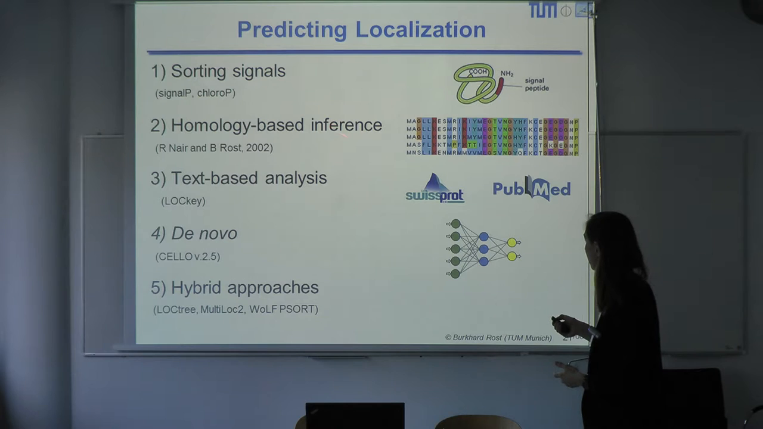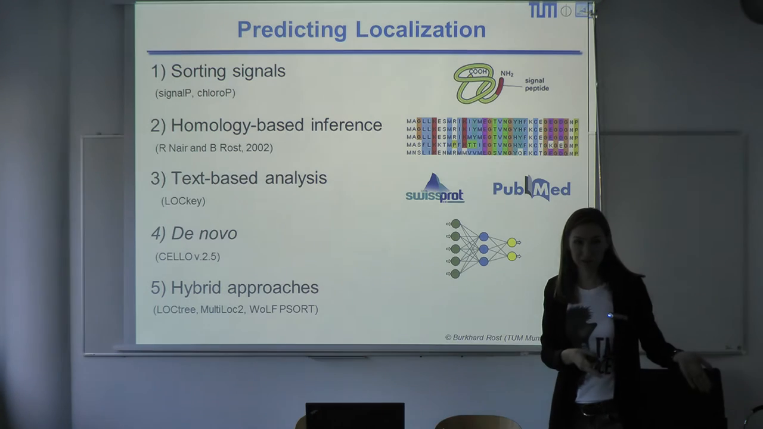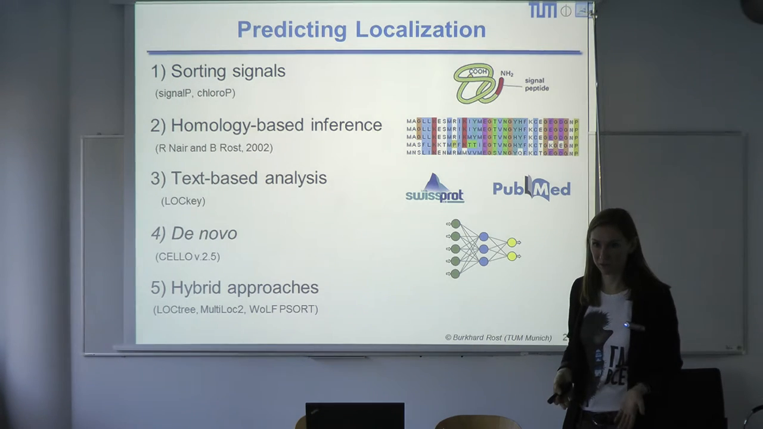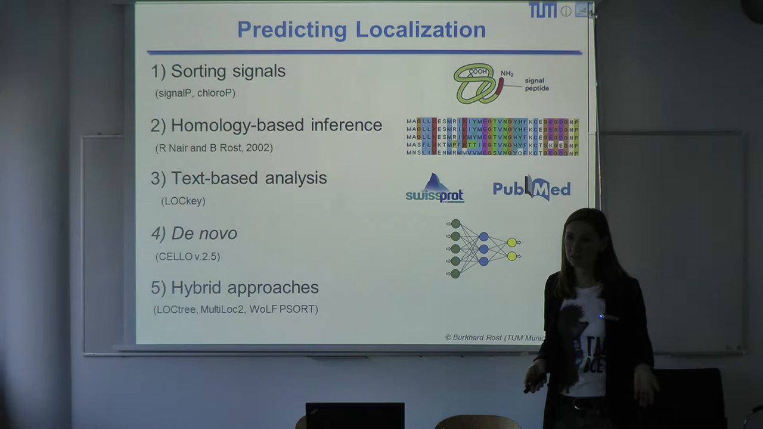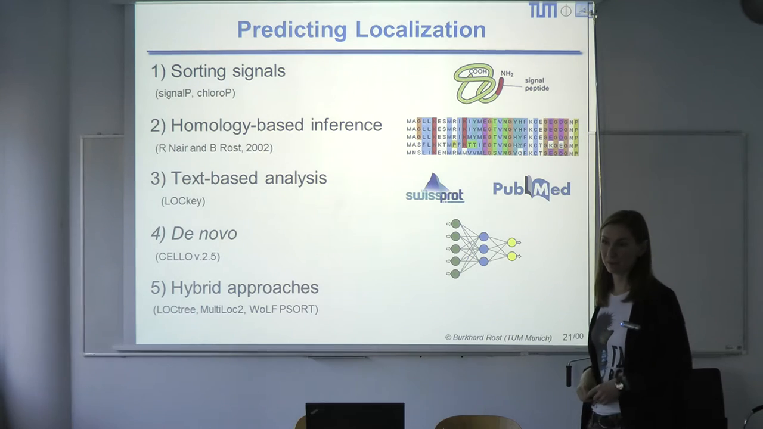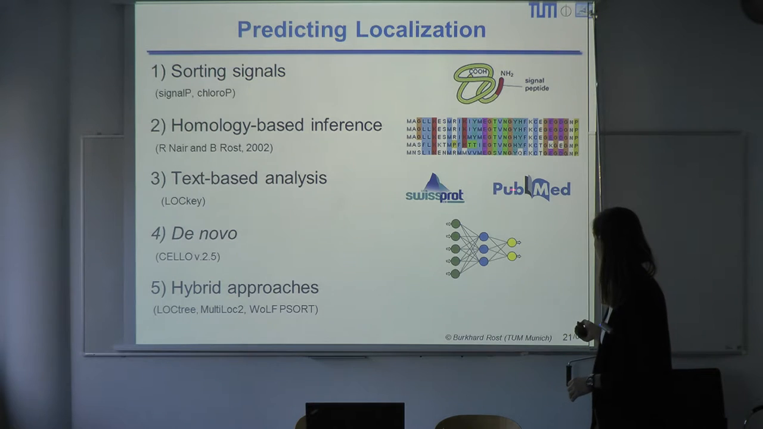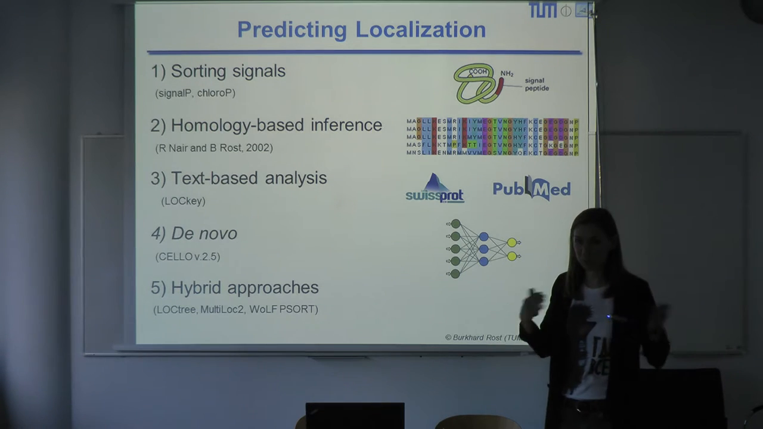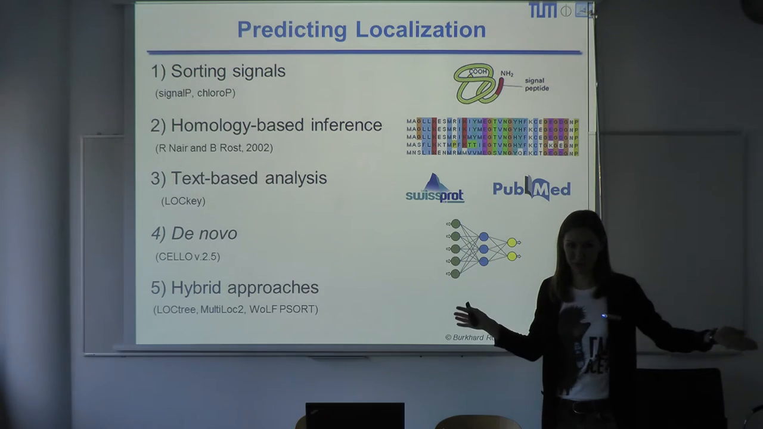Now, homology-based, this is an important concept to understand because I will talk about it again. It's if we want to know localization of one sequence, but we know that the homologs are, I don't know, localized in the nucleus, and we can assume that our sequence of interest is also in the nucleus. Okay, text-based analysis, that's when we read, for example, abstracts of articles in databases, and then with algorithms we extract information from there. The problem with this approach is that we can only annotate those proteins with localization for which there have been experiments made. If there are no experiments about certain proteins, then there is no information.